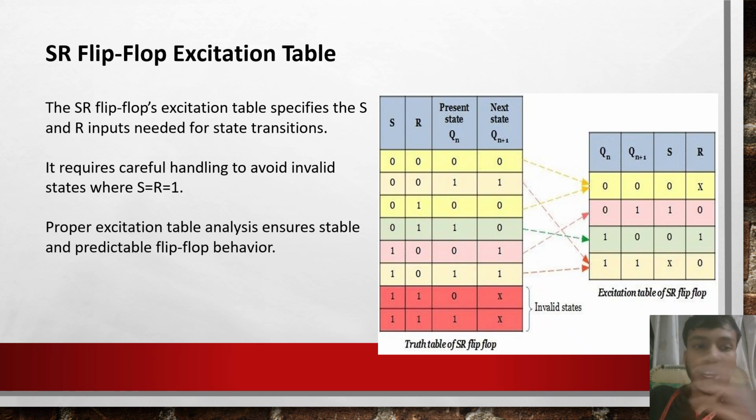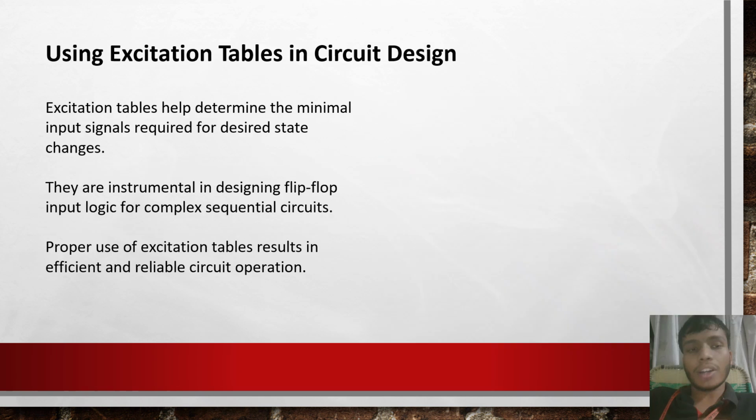SR flip-flop excitation table. There are two tables: the SR truth table and the excitation table of the SR flip-flop. The SR flip-flop excitation table specifies the S and R inputs needed for transitions. It requires careful handling to avoid the invalid state where S equals R equals 1. A proper excitation table analysis ensures predictable flip-flop behavior.